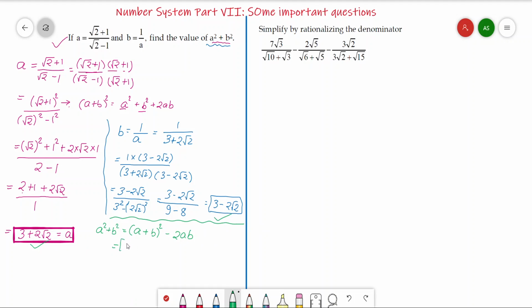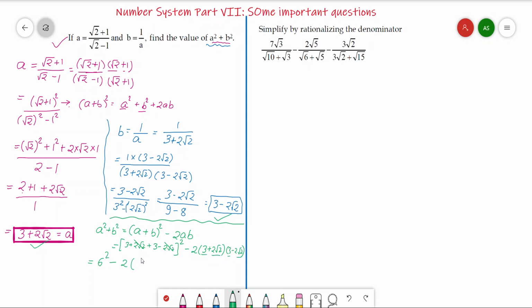So it will become 3 plus 2 root 2 as a, plus b will become 3 minus 2 root 2, whole square minus 2ab, that is 2 into 3 plus 2 root 2 into 3 minus 2 root 2. Now over here you can see that this 2 will get cancelled. 3 plus 3 becomes 6. We'll be getting 6 square minus 2, and this is a plus b, a minus b format.